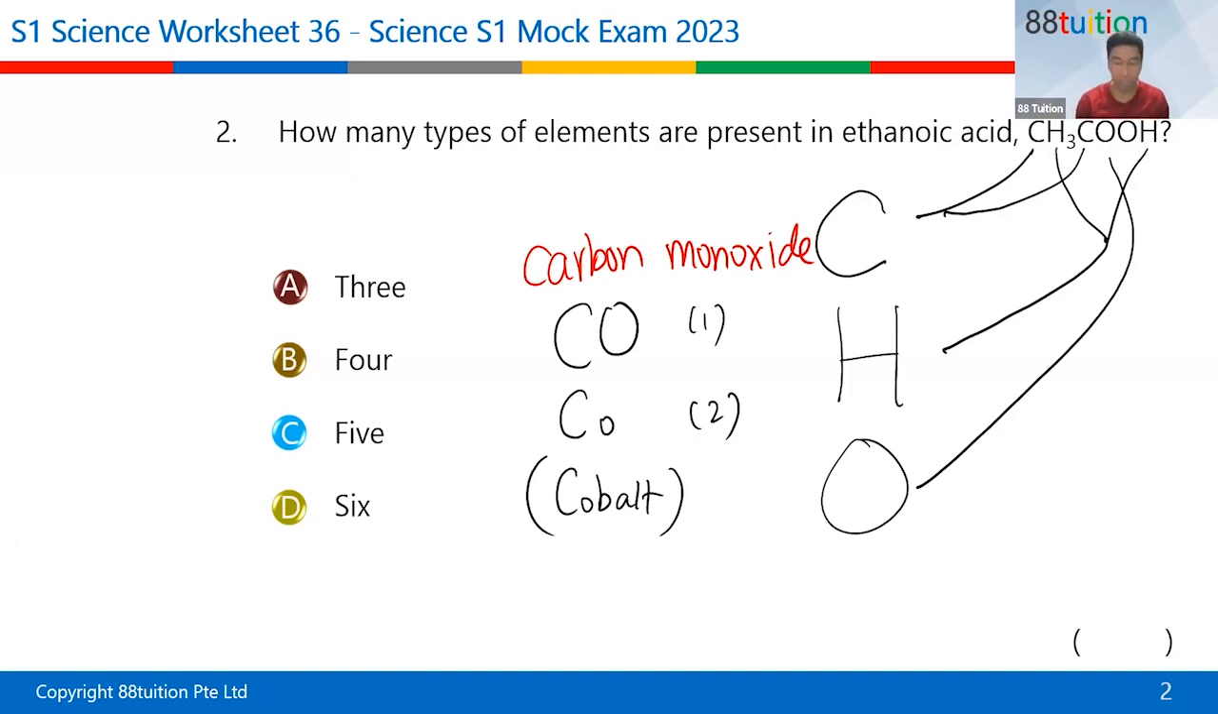So you decide. If CO is carbon monoxide, then what is carbon dioxide? How many of you can write it down? Carbon dioxide.